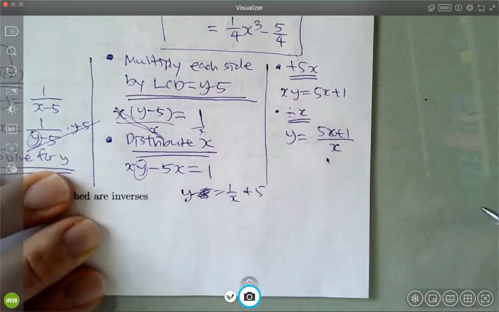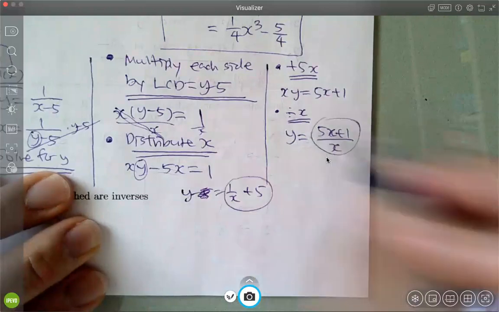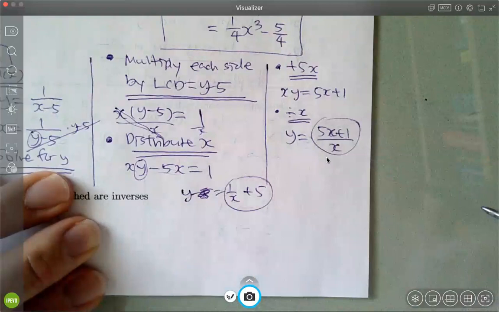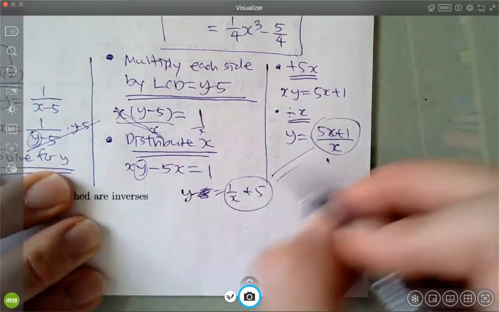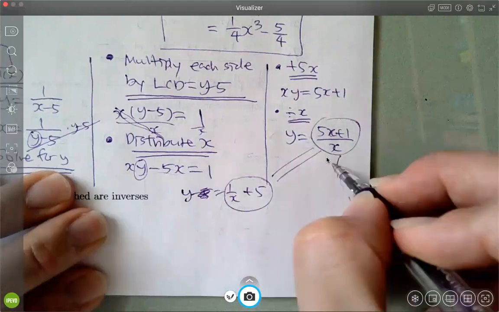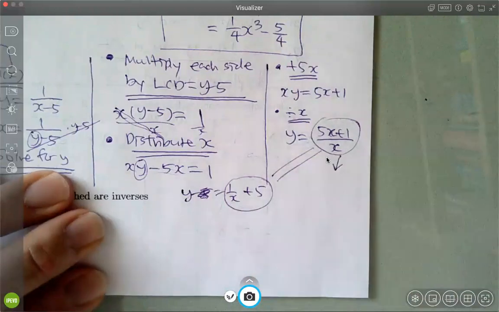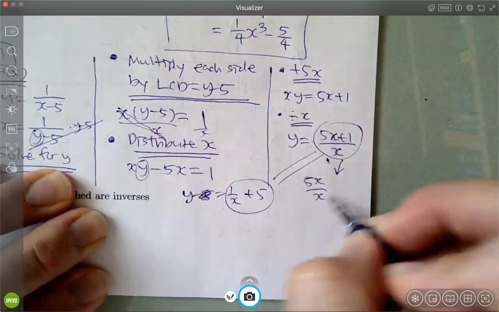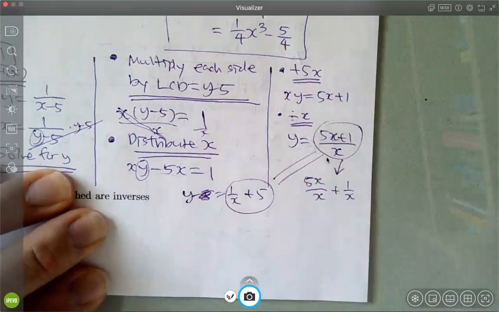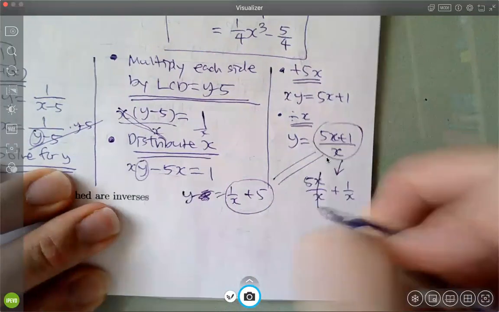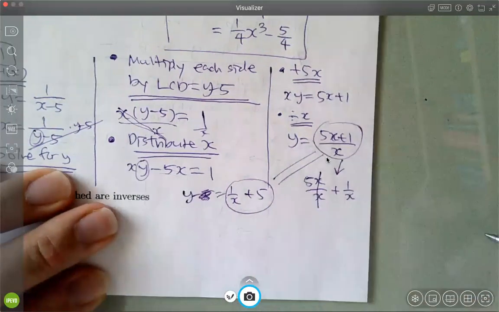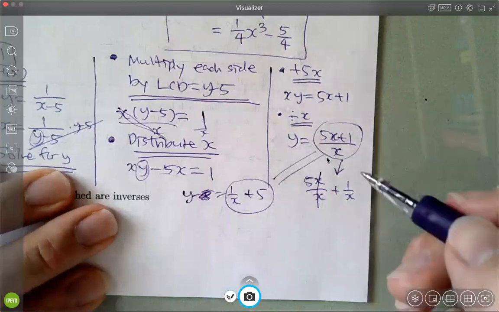Now here is the issue. Are these the same thing? They look different, right? Now, I claim that they are the same. How? We can rewrite this into 5x over x plus 1 over x. Split the fraction. And then what happens? These two x's cancel, right? So you get this, right? So they are indeed the same.